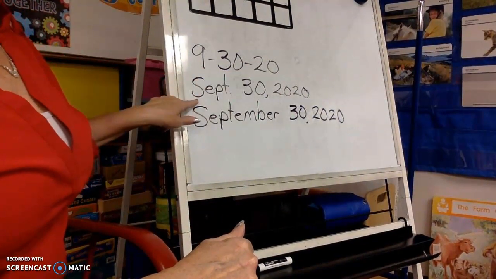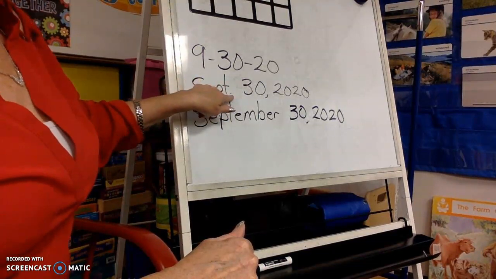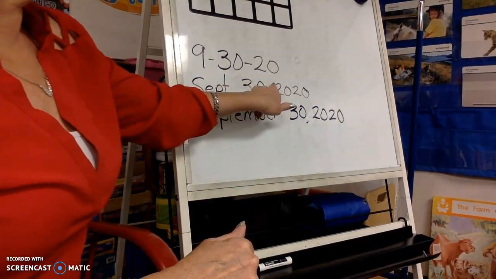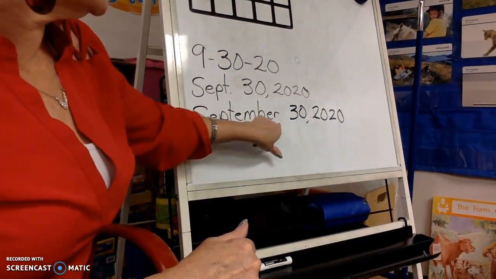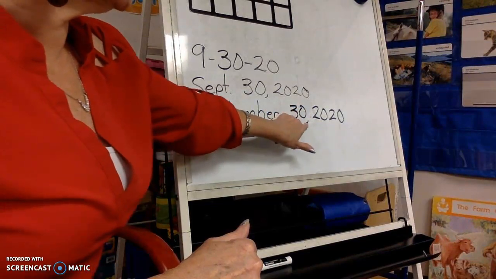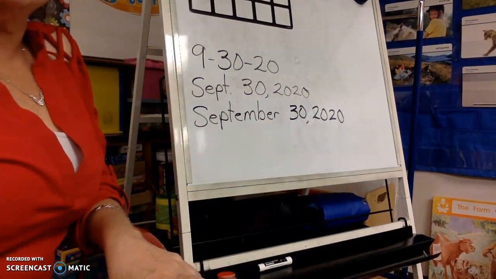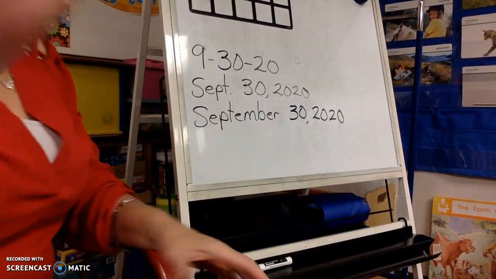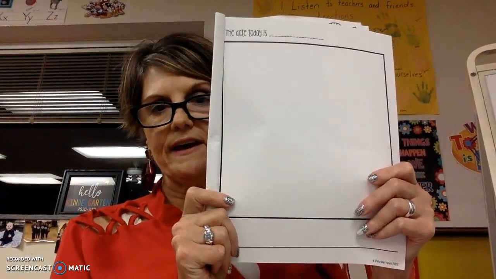9-30-20, or you can do the abbreviation of September, which is SEPT period, finger space 30, comma, finger space 2020. Or you can write September out, finger space 30, comma, finger space 2020. Okay? So if you need to pause, you can pause. And I'm going to go ahead and move back to Mrs. Hensley because you can pause the video to get the date. Okay? So go to your next available page.